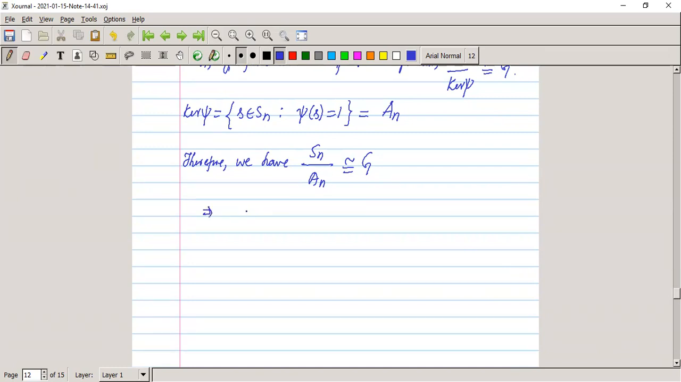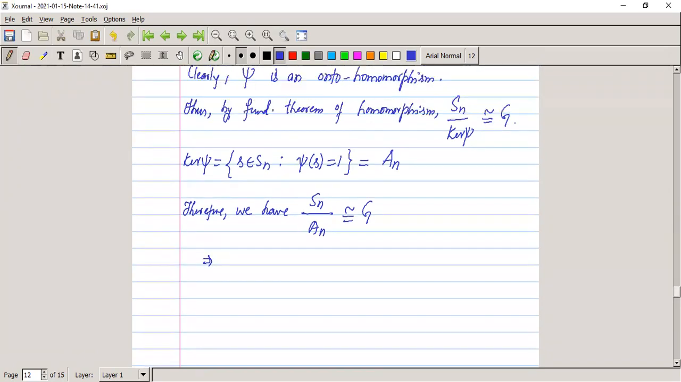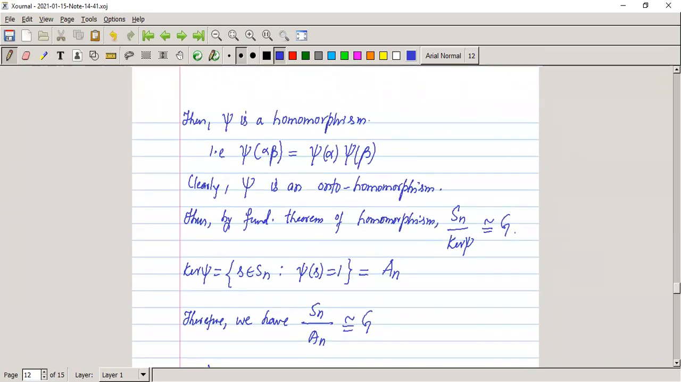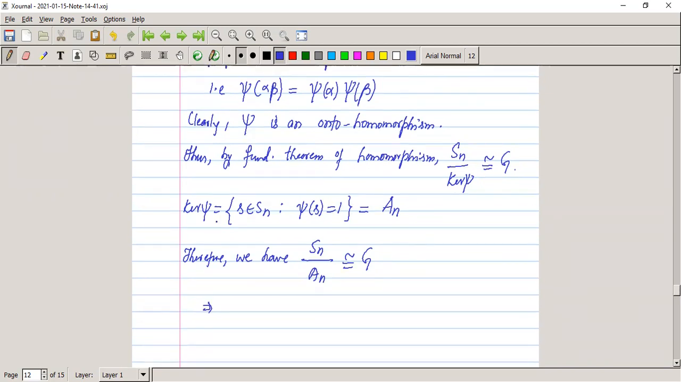This implies that, in fact, the kernel of a homomorphism is always a normal subgroup. So when this kernel of psi is equal to An and psi is a homomorphism, this statement actually says that An is a normal subgroup. So we can add it here. This implies An is a normal subgroup of Sn. Therefore we have Sn upon An is isomorphic to G.